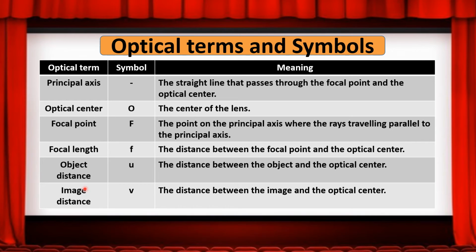Next, object distance, with the symbol of letter u. It is the distance between the object and the optical center. And the last one is the image distance, with the symbol of letter v. It is the distance between the image and the optical center.